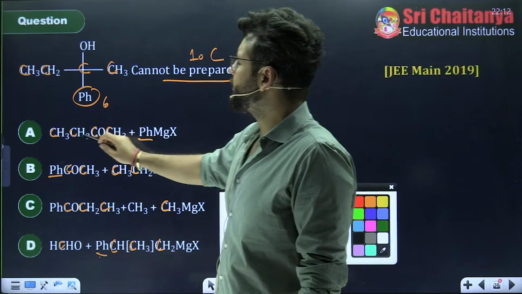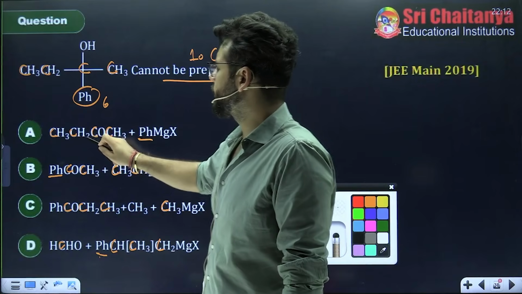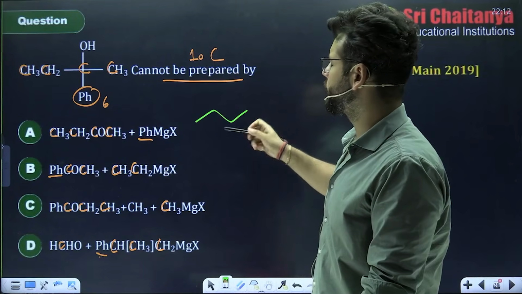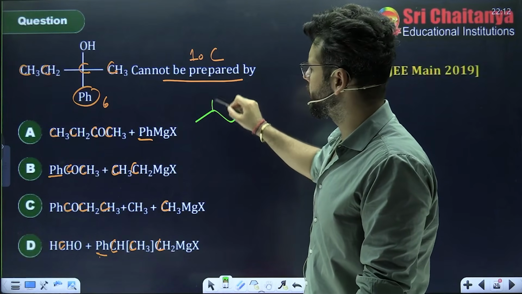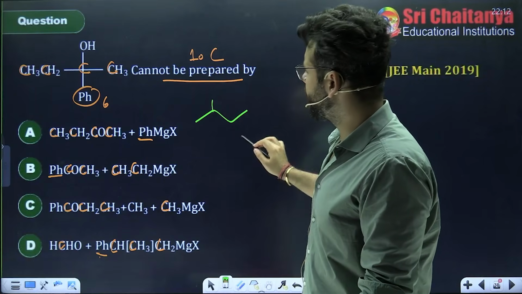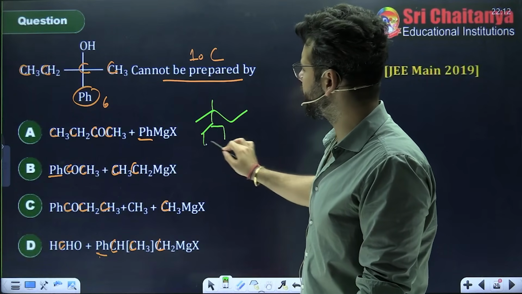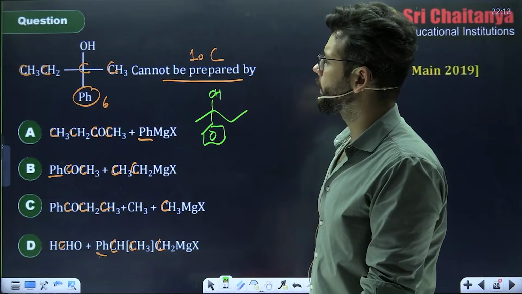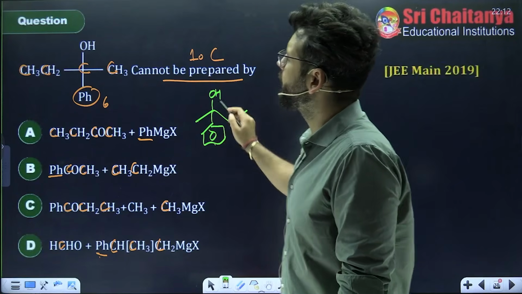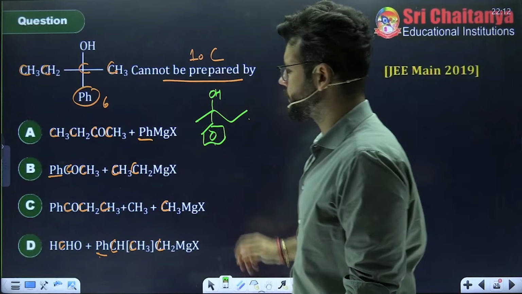In this case, I am taking a skeleton of butan-2-one, which looks like this. Here the C double bond O is present. There the phenyl is coming to attack. So after phenyl attacks, I can get this alcohol, which is ethyl methyl phenyl carbinol, with OH. This is giving us the product.